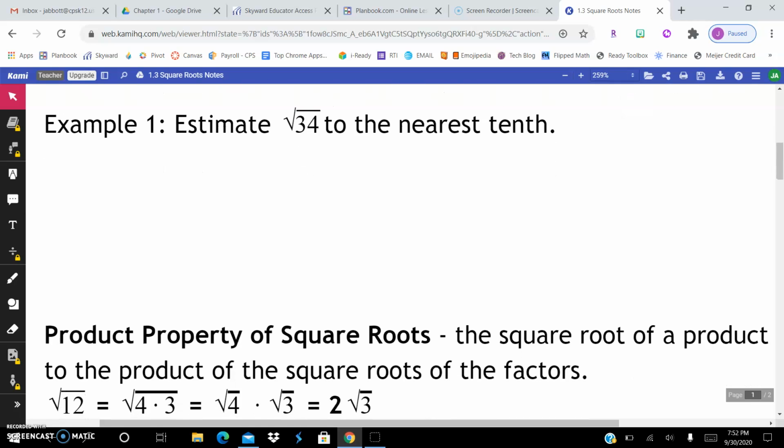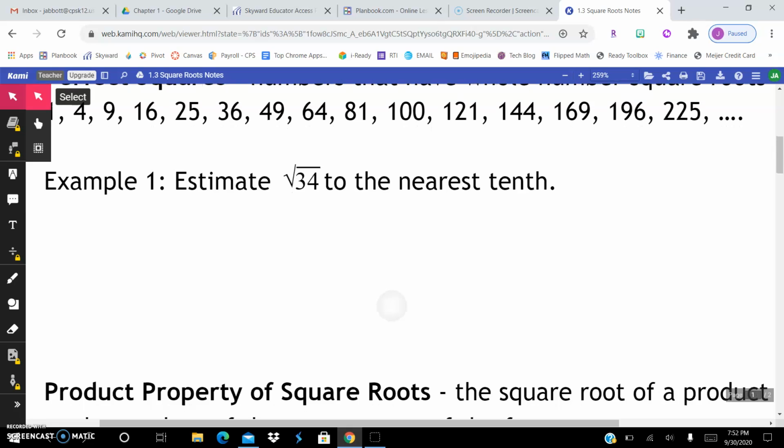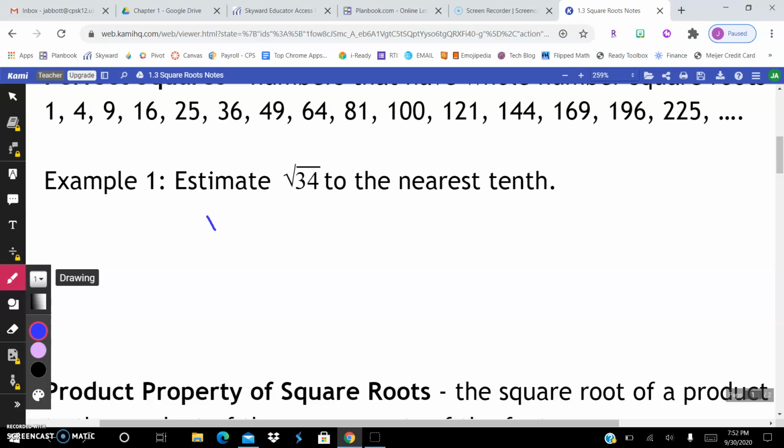Example 1 says that we need to estimate the square root of 34 to the nearest tenth. And they want us to do this without using a calculator. So what you want to do is look at that list up here and figure out where 34 fits in that list. Well, it fits between 25 and 36. So it's between the square root of 25 and the square root of 36.